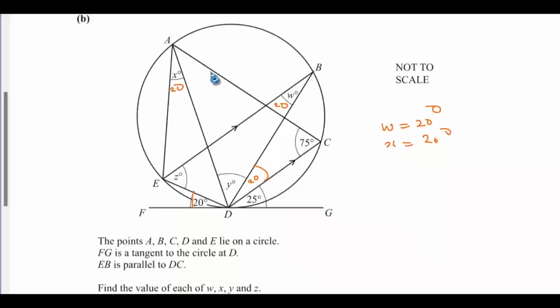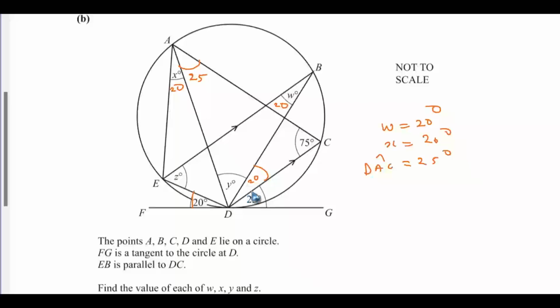Next, okay, I can find angle DAC, that is this angle here. So this angle DAC will be equal to this angle here, 25 degrees, because they are angles in alternate segments. So this will be 25 as well.